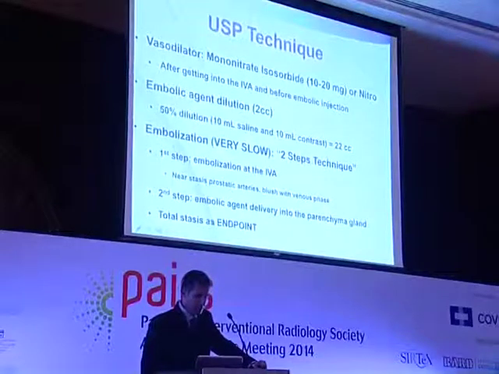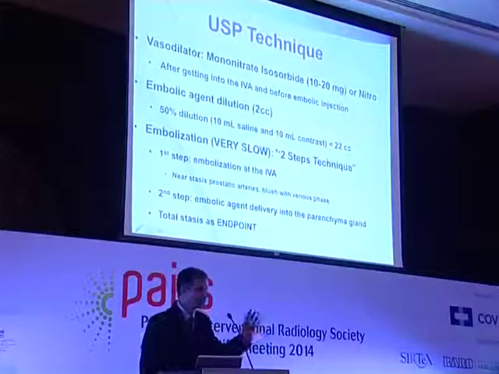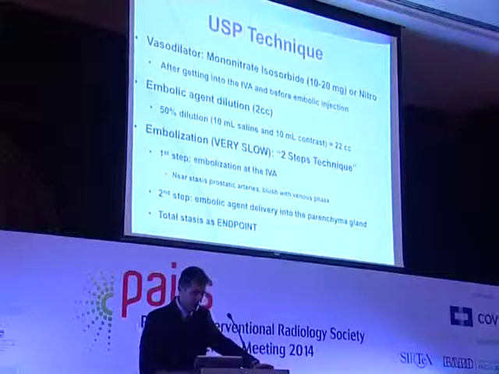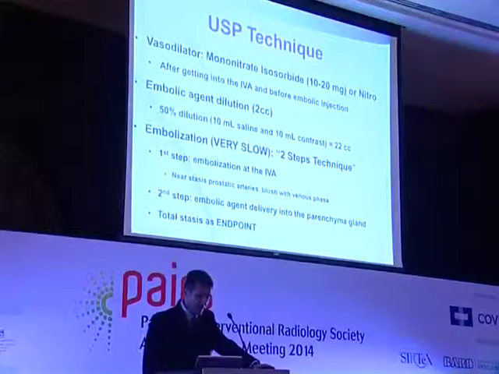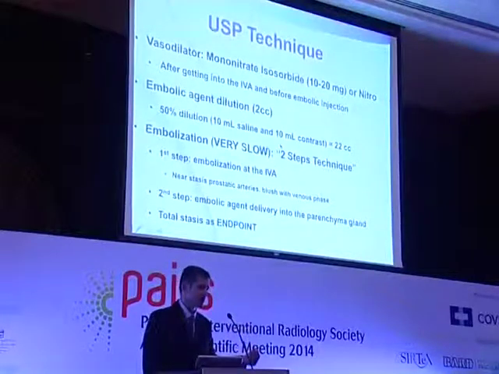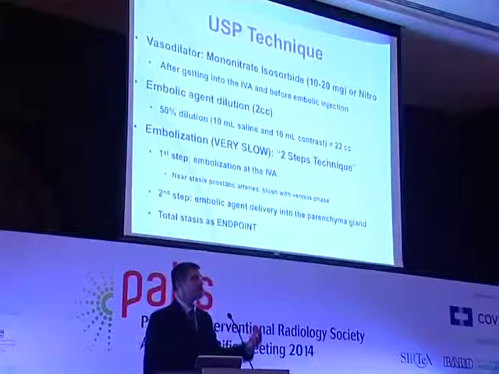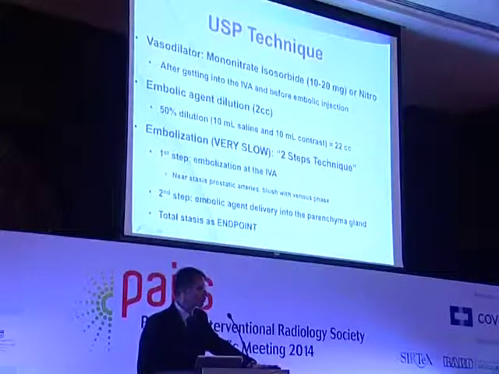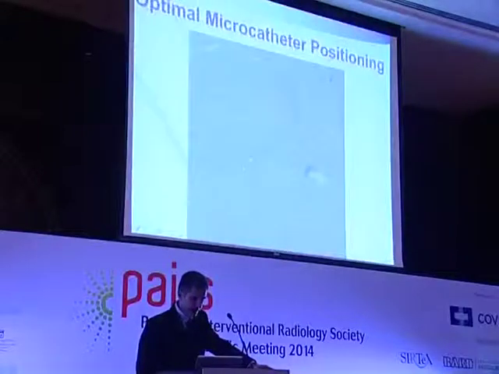We have used trisacryl microspheres, Embospheres, 300 to 500, for every patient. We have gotten two different studies concerning the size of the prostates, and we have seen that 300 to 500 Embospheres are the best one. And we need to embolize very, very slow. It's not a fast procedure, it's not an easy procedure, but we can make it easier using good technique. And we use total stasis as our endpoint.